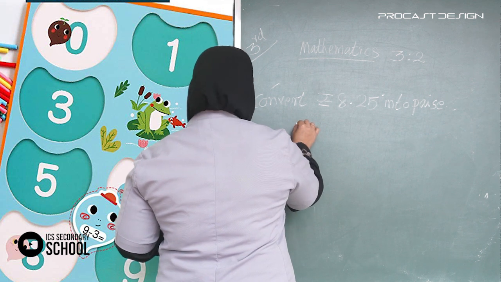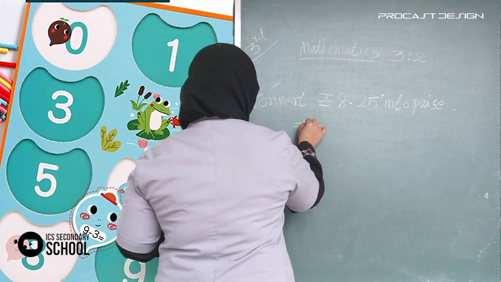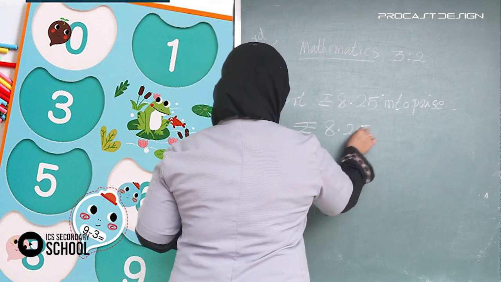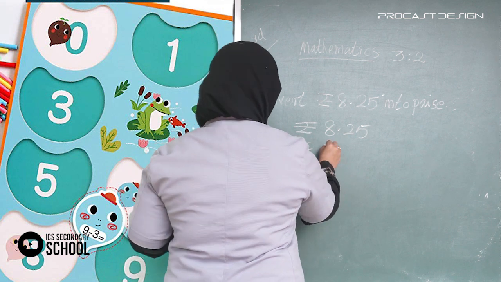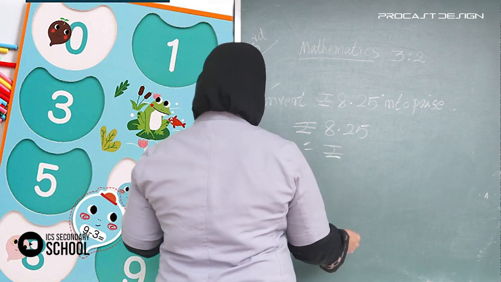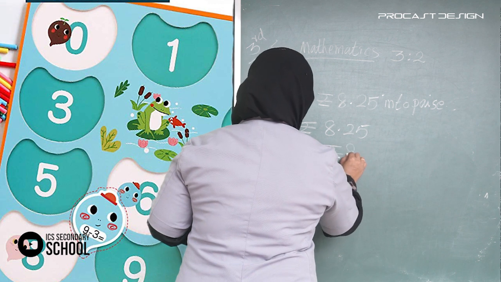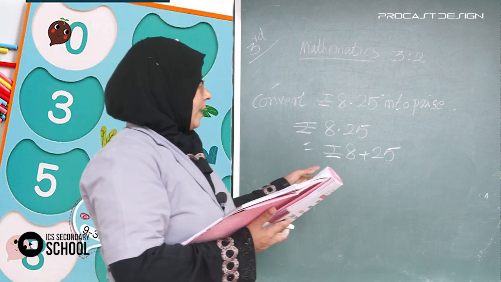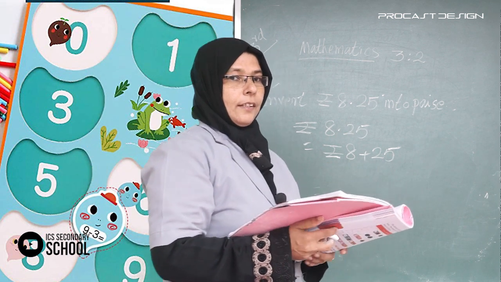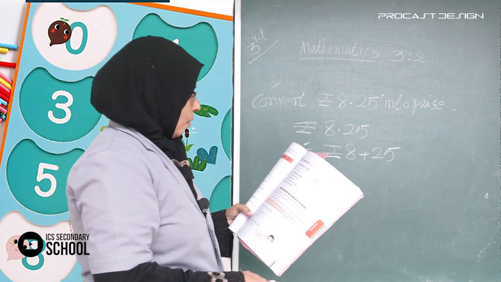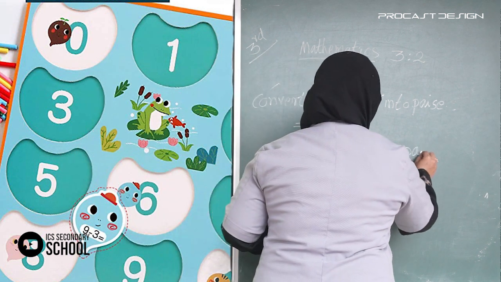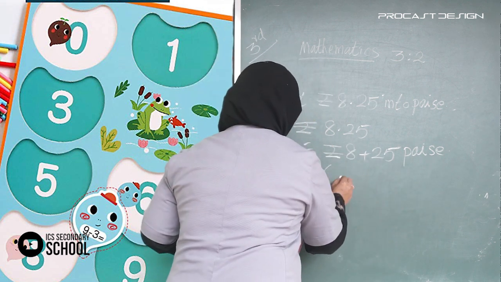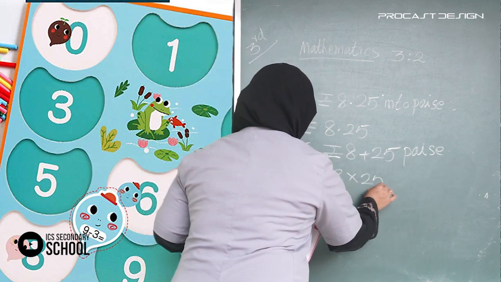Rs 8 plus 25 paise. Listen, Rs 8 plus 25 paise is equal to 8 into 25.